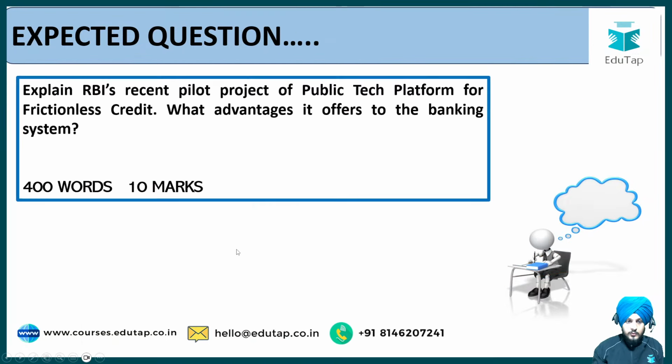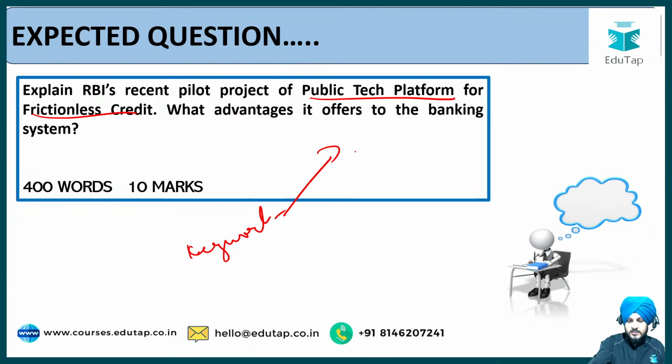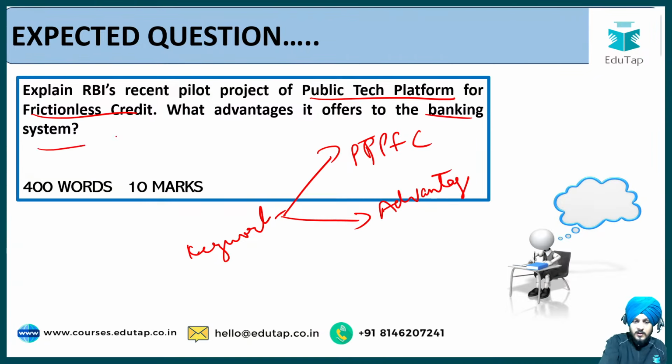Now let us go through the expected question. Explain RBI's recent pilot project of public tech platform for frictionless credit. What advantages does it offer to the banking system? So we are talking about the keywords. The question is very straightforward. It is asking about the public tech platform for frictionless credit, and it is also asking about the advantages that it offers to the banking system. How does it smoothen the banking system and its role with respect to that? So we are going to cover it today.